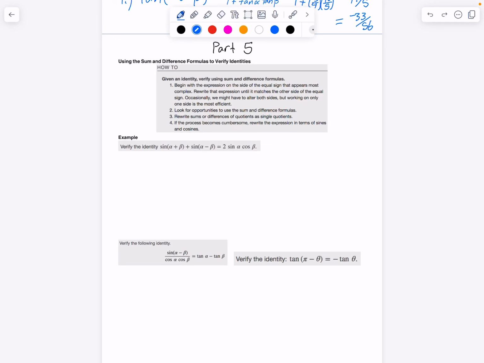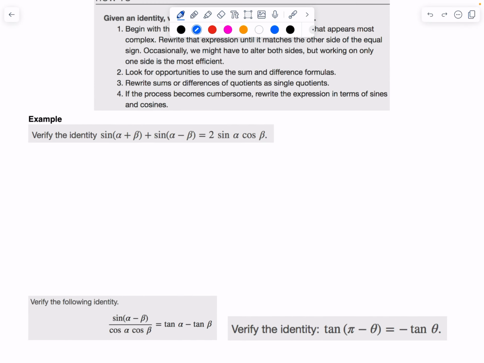In this video, we'll finish up our discussion of this lesson by doing some identities. So we're going to verify identities by working on one side and getting to the other using the new formulas that we have. So this first one, let's go ahead and start. I'm not going to rewrite it for the sake of room. Let's rewrite this using our formula.